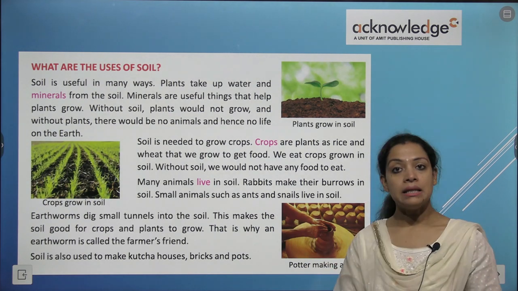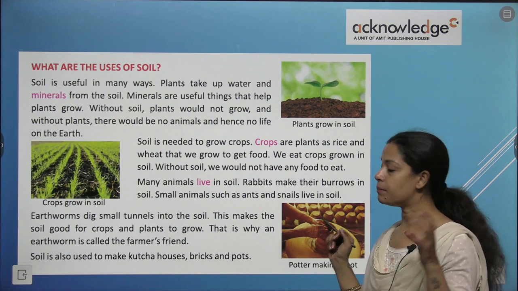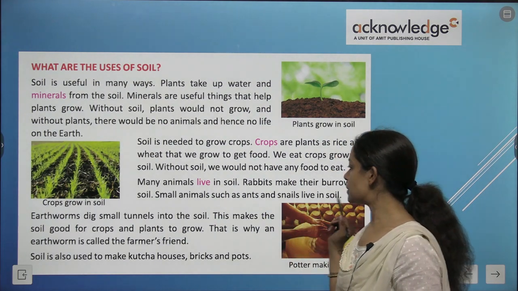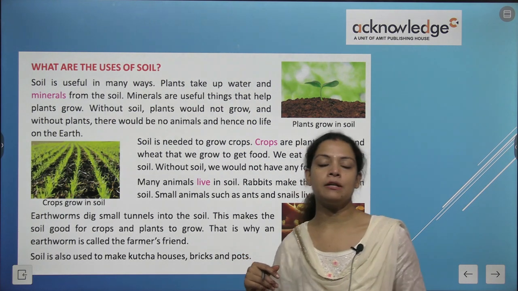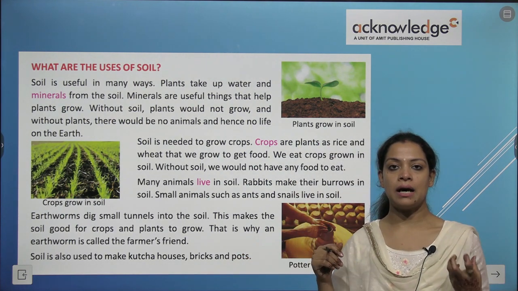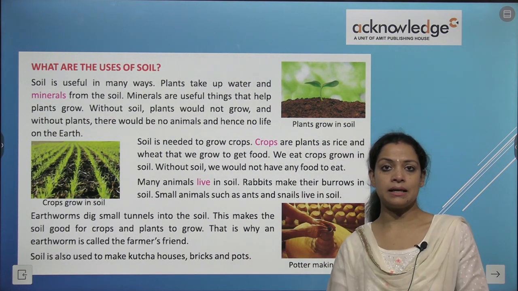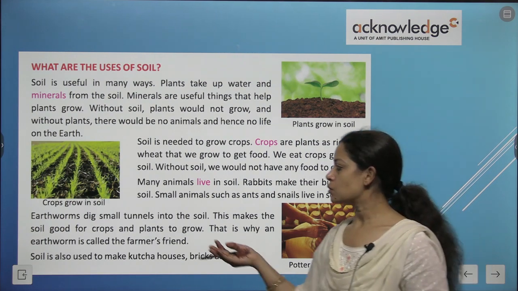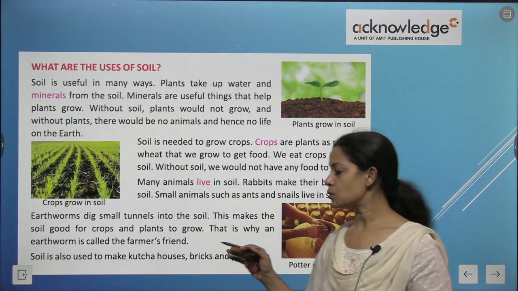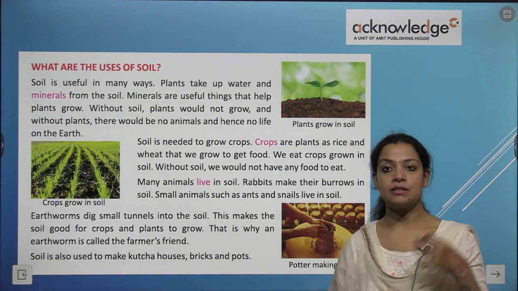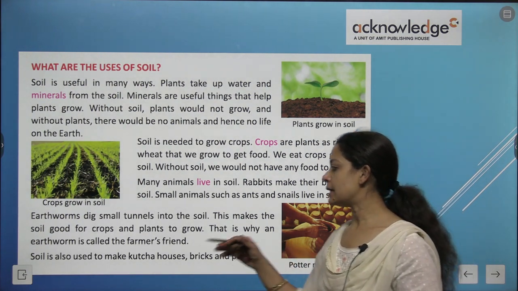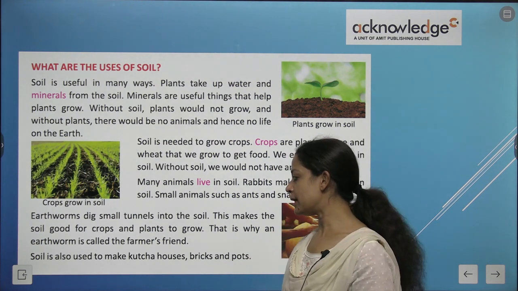Many animals live in soil. Rabbits make their burrows in soil. Some animals such as ants and snails, they live in soil. तो soil habitat भी है बहुत सारे creatures का, animals का. Earthworm है, snake है, snail, rabbit. So earthworms dig small tunnels into the soil. This makes the soil good for crops and plants to grow. That is why an earthworm is called farmer's friend.